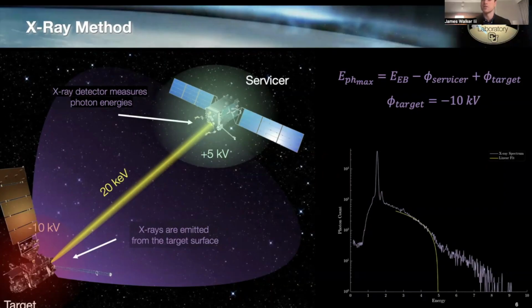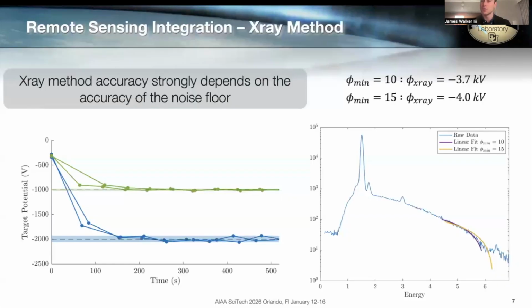The idea is you have a surfacer irradiating the target with electrons. As the electrons interact with the target surface, X-ray photons are going to be emitted from the target. And by measuring the energy of these photons, specifically the maximum energy of the emitted photons, we can then determine the potential of the target. And when integrated into our active charge control, we still get this nice stable control. But there is one issue.